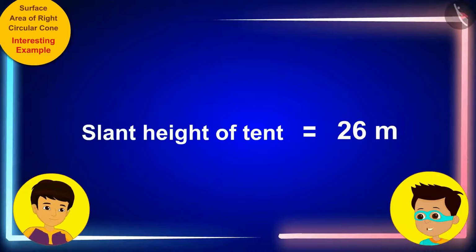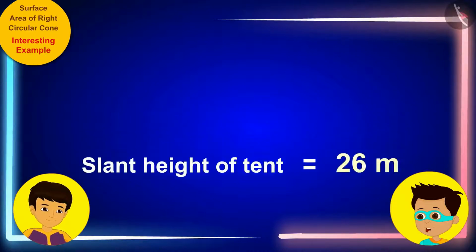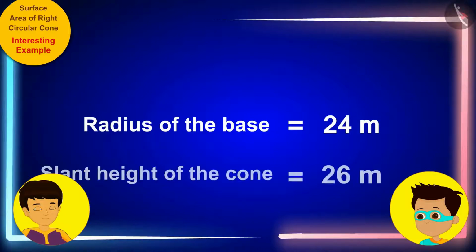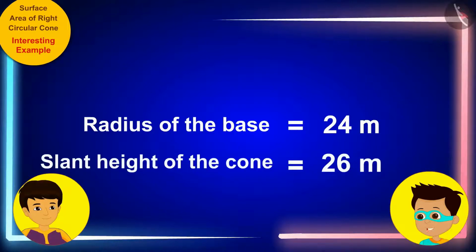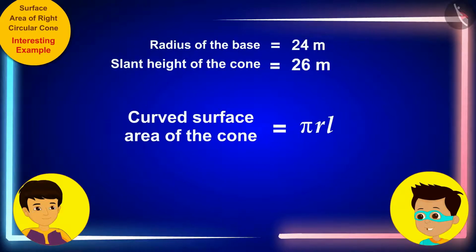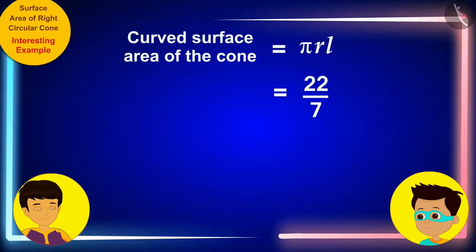Hey, wow, Manas. Let us now use the radius of the base of the tent, 24 meters, and its slant height of the cone, 26 meters, that we just found in the formula for the curved surface area of this cone instead of R and L respectively. Let's see what we get.